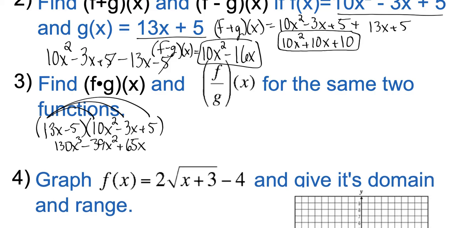And then we'll do our next row. So that's the 13x through. Now we're taking the negative 5 through. So take that through there. So negative 5 times 10x squared is negative 50x squared. Remember to line it up with the other x squared.